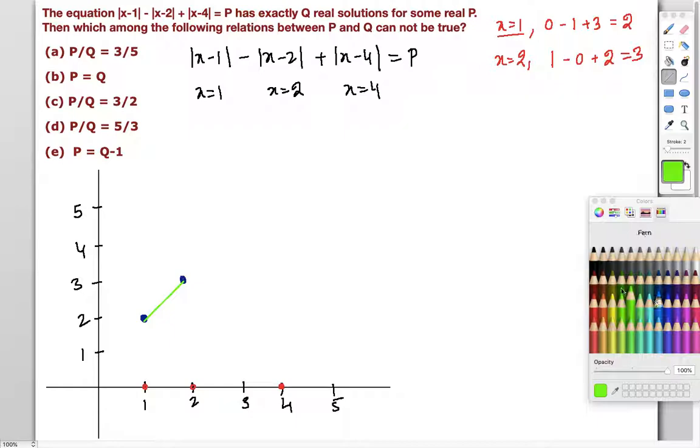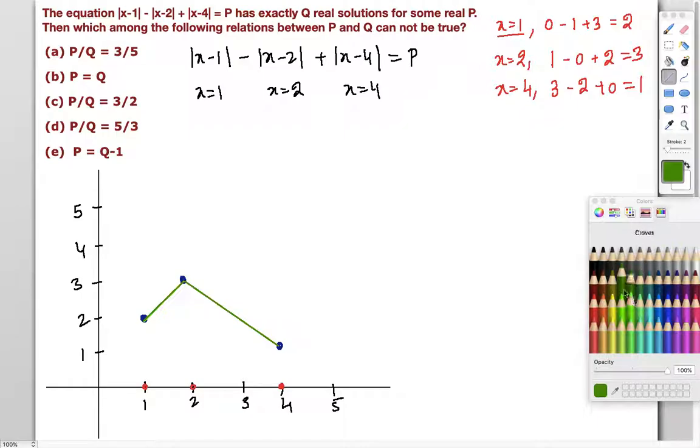Now, next, we'll find the value at x = 4, the critical point. So at x = 4, we can see 4 − 1 is 3, 4 − 2 is 2, so 3 − 2 is 1, and 4 − 4 is 0. So that is 1. So at x = 4, the value of y is equal to 1. So I'll say at x = 4, y is equal to 1. Mark this point here like this. So we can plot the graph between 2 and 4 like this.